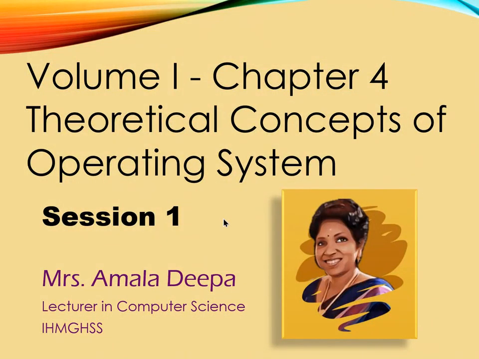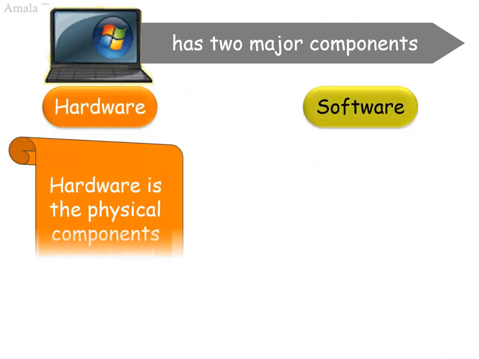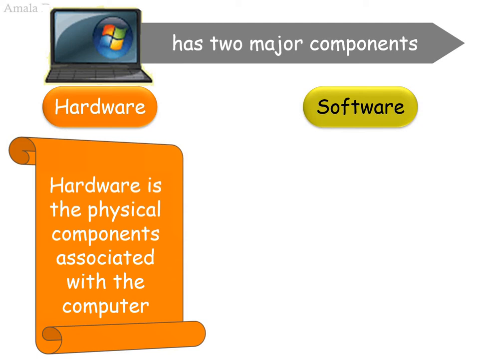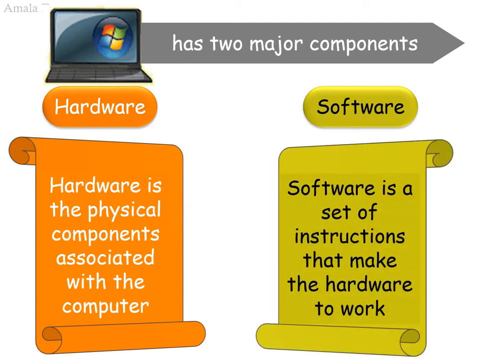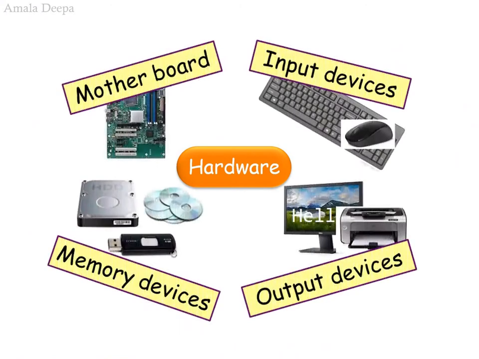This is my first session of Chapter 4, Theoretical Concepts of Operating System. A computer has two major components, hardware and software. Hardware is the physical components associated with the computer. Software is a set of instructions that make the hardware work. Here are some of the hardware of a computer.